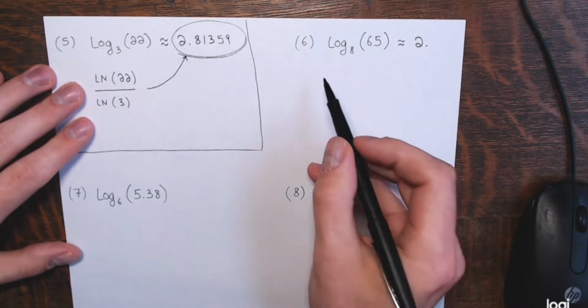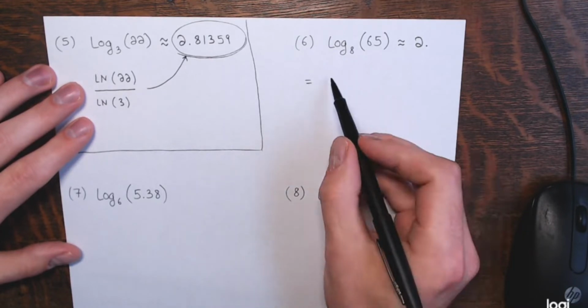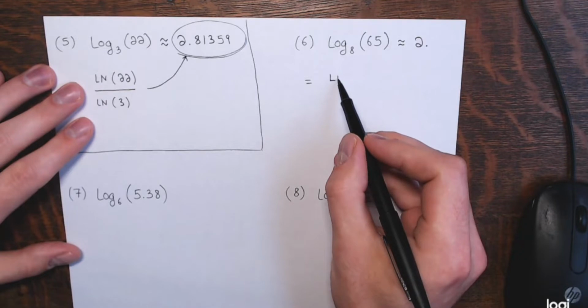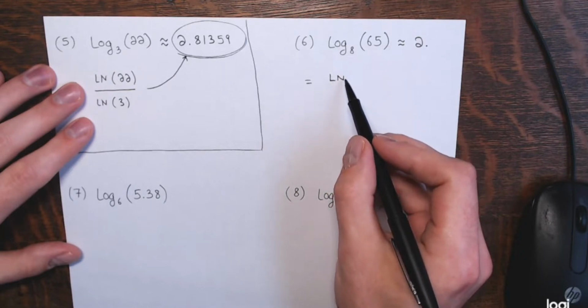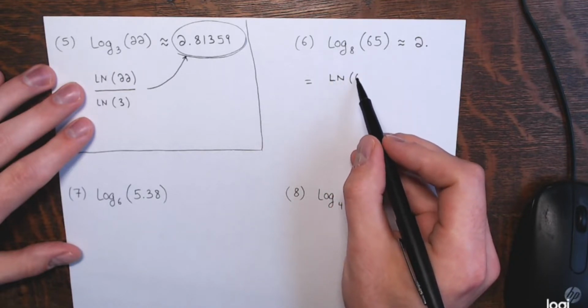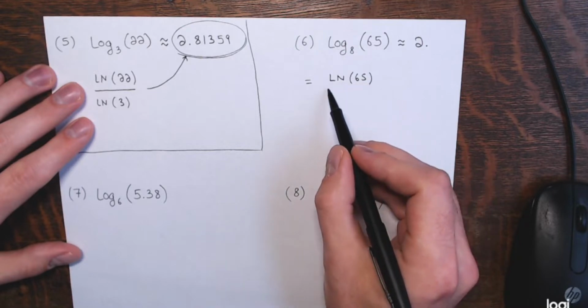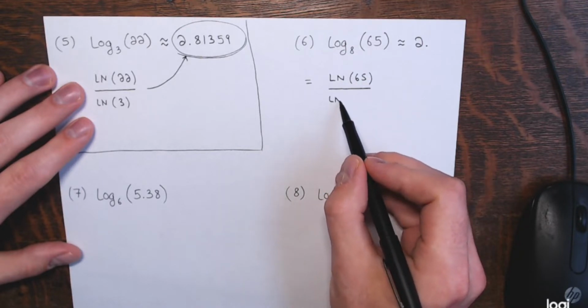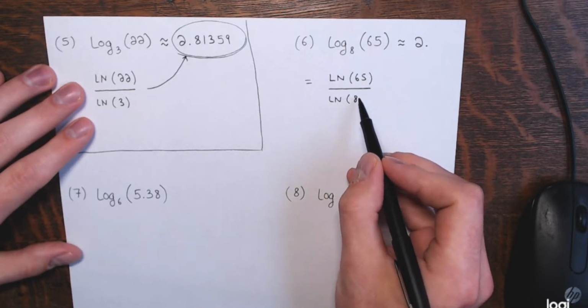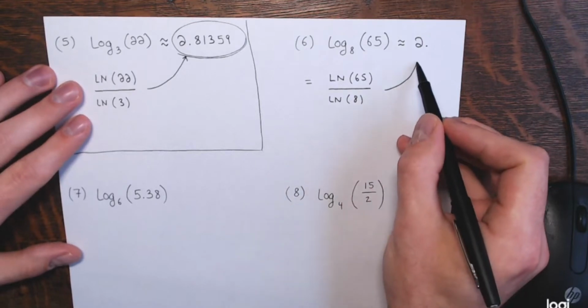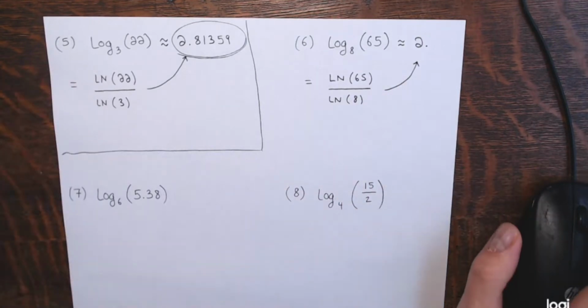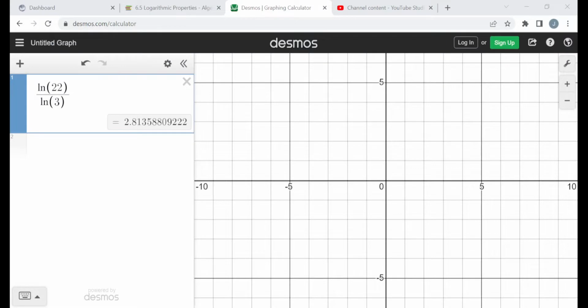And once again, just because it takes less writing, I'm going to do natural log. Just change from base 8 to base e. So natural log of 65. But then don't forget to divide by the natural log, or the log of the original base, 8. And that should give me the value they want. So I'm just going up here and changing 22 to 65 and 3 to 8.